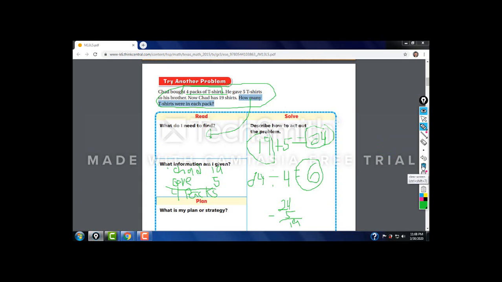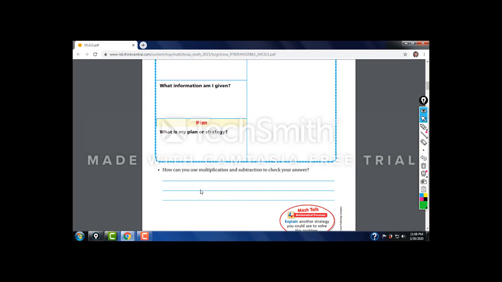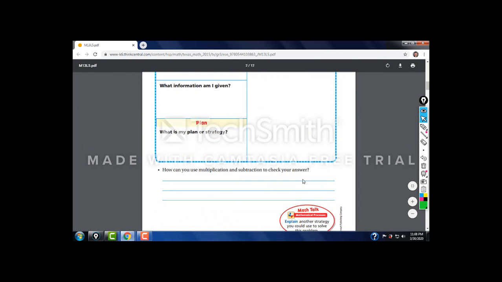Okay, I hope that was easy to follow, and that's this answer here. How can you use multiplication? I just did that one right now. I multiplied 6 times 4 to get 24, the total number of shirts. And I subtracted the 5 that he gave away to his brother. Was it to his brother or to his friend? To his brother. And that equaled 19.